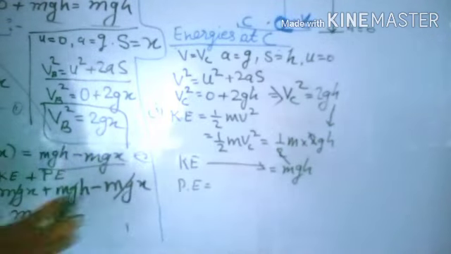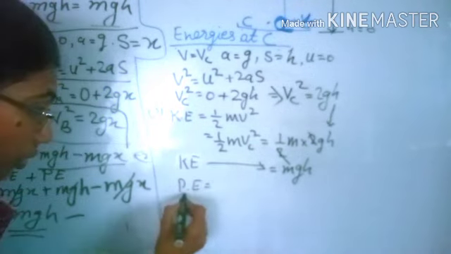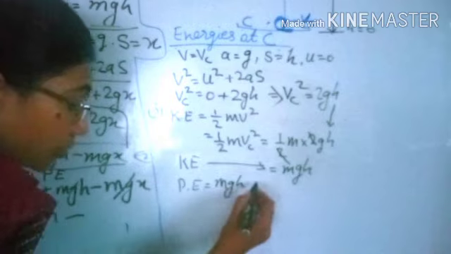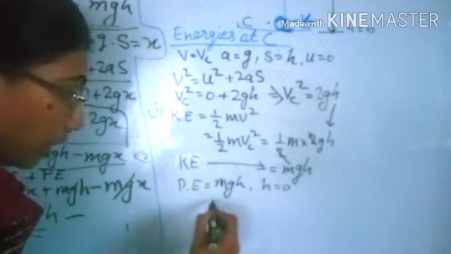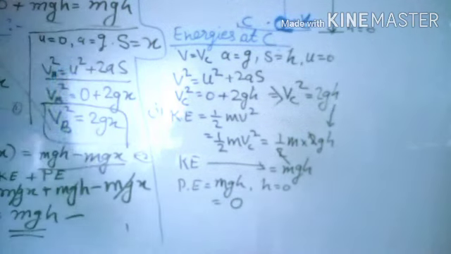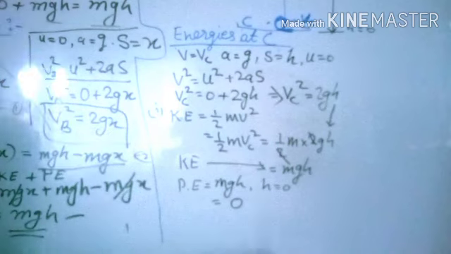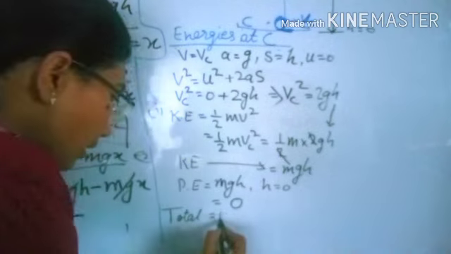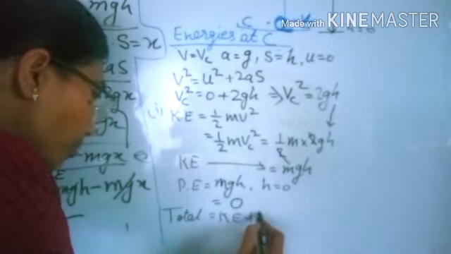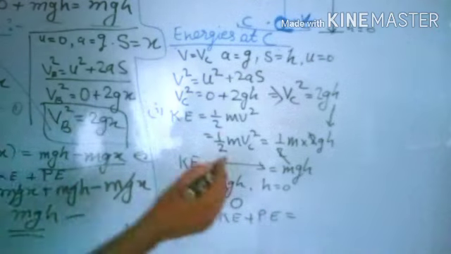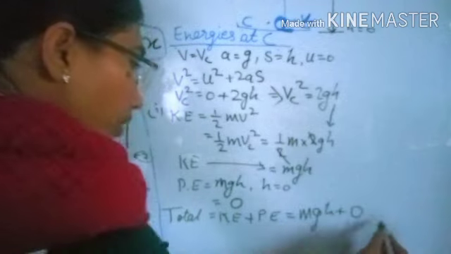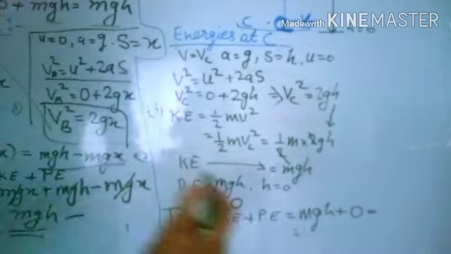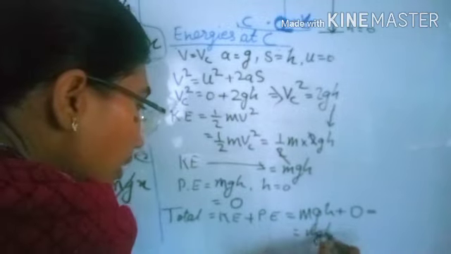Now let's find out the potential energy. As we know, the formula of potential energy is mgh. Here at point C, h is equal to 0. Therefore potential energy is 0. So the total energy is kinetic energy plus potential energy, which is equal to, kinetic energy is mgh and potential energy is 0. Therefore it is equal to mgh.